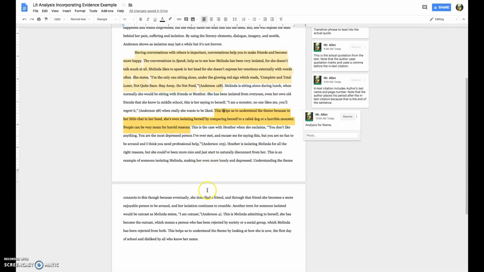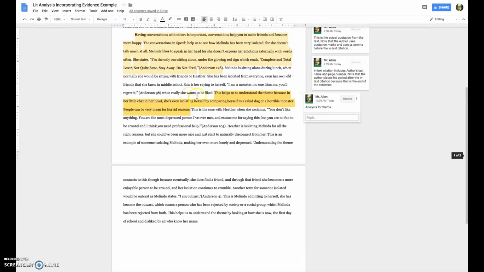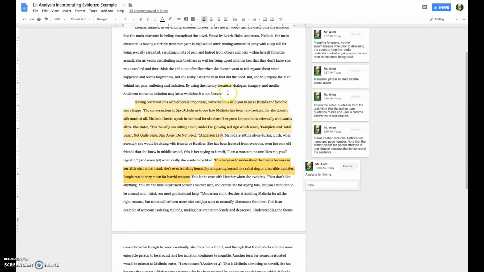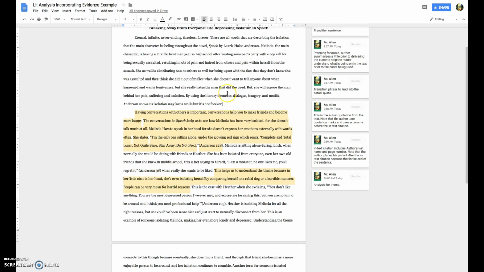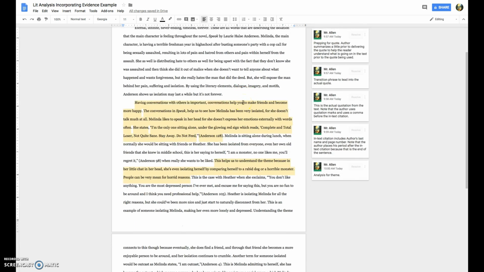And then he just repeats that over again and has several more quotes and several more pieces of analysis. So this is how we incorporate evidence because we want to show them the actual quotation from the story or the novel and then analyze that quotation and talk about how it helps us to understand whatever we're talking about, the theme of the book. So hopefully this helps you as you are writing lit analysis and you're trying to incorporate evidence and lead towards your analysis in your body paragraphs.